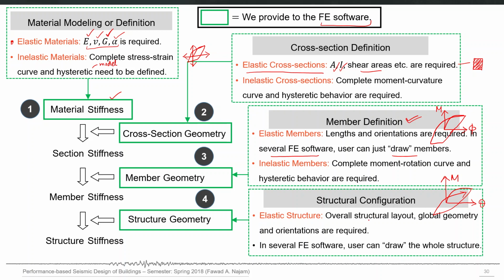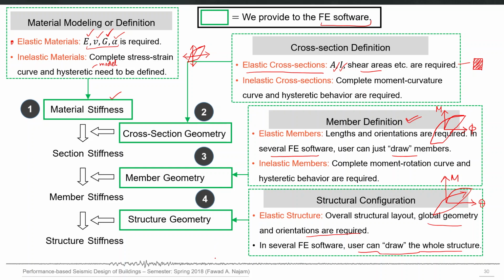As we know that in several finite element software, we can simply draw the whole structure. We can draw all the members, we can draw the, for example, boundary conditions, we can directly define the applied loading also. So the overall structural layout, the global geometry and orientations are required in case of an elastic structure. For inelastic structure, obviously you don't have to provide any input directly at a structure level. If there is any inelastic material or inelastic cross section or inelastic member in your structure, that nonlinearity or inelasticity will manifest itself at the overall structure level.